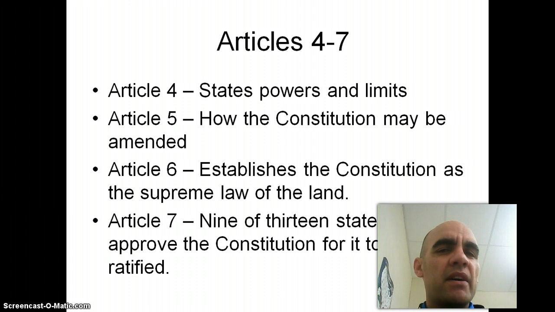But we'll talk about how through our country's history some of that might have changed, how there might have been times when state and local law went against national law. I'm specifically talking maybe about Jim Crow laws during segregation. And then Article 7 talks about how 9 of the 13 states at the time the Constitution was written had to approve it for it to be ratified or passed.